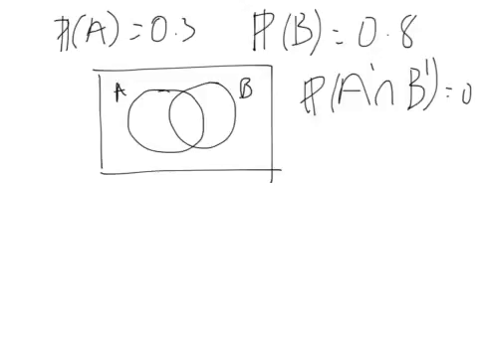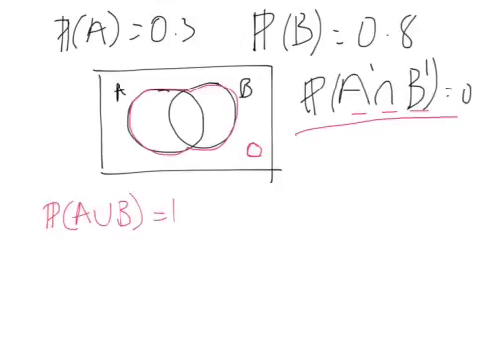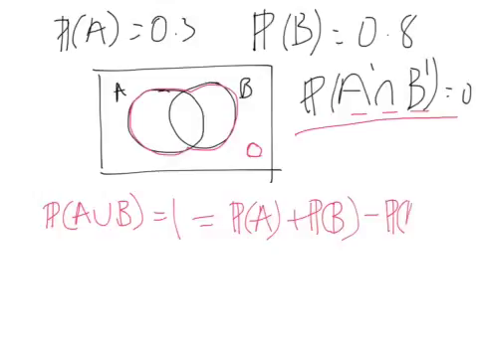Okay, let's have a go at a question. So here we are given that the probability of not A intersection not B is 0, so that outside bit is 0. So basically we know that this whole bit here, which is the probability of A union B, is 1. We also know that this is the probability of A plus the probability of B minus the probability of the intersection, and that's from our addition rule.